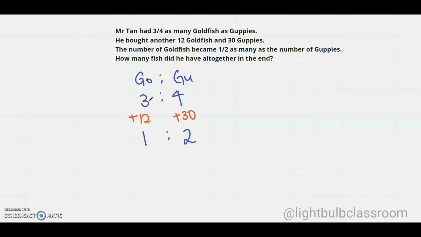Now, I'm going to tell you what you shouldn't do as well. What you shouldn't do is take 3 to 1 is minus 2 units, right? You cannot say that 12 here is 2 units, okay? So you cannot assume that these units are the same as the second ratio. They are both different sizes, okay? So the way to do it is this, okay?